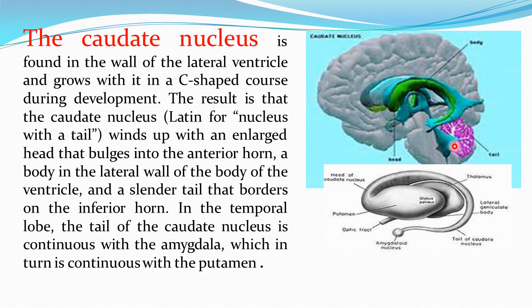As I told you earlier, the tail of the caudate nucleus is continuous with another nucleus known as the amygdaloid body, and the head of the caudate nucleus is continuous with the putamen. You can see in this diagram also. Here is the head of the caudate nucleus. This is the body of the caudate nucleus, and this is the tail of the caudate nucleus. At the tail of the caudate nucleus, another nucleus is lying. This is known as the amygdaloid nucleus.